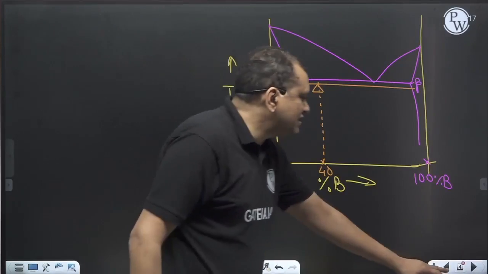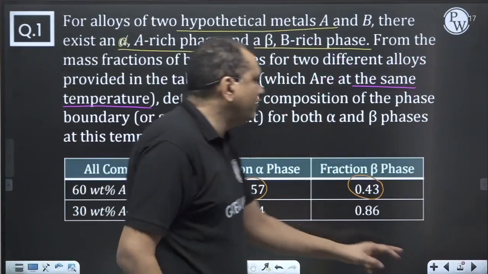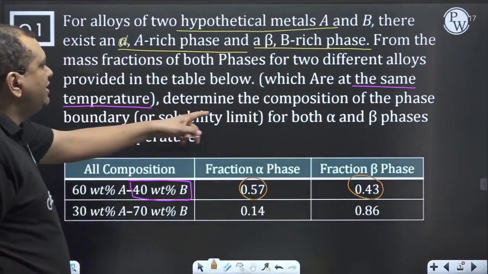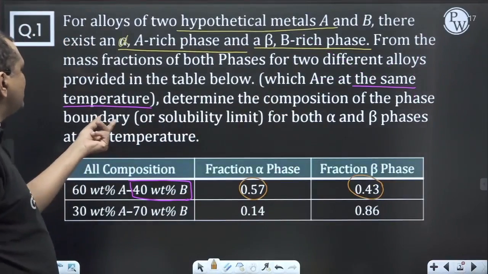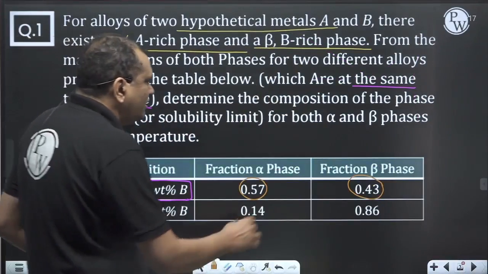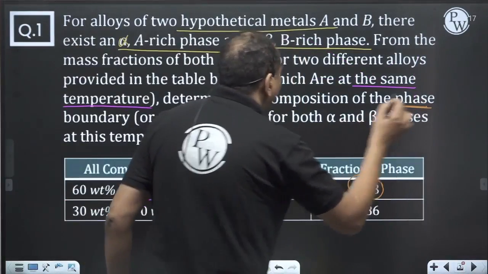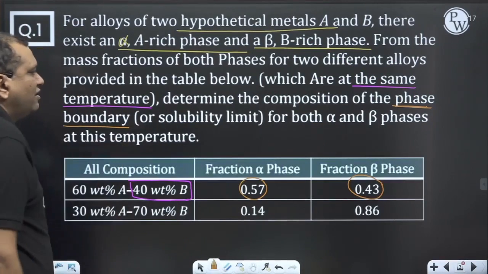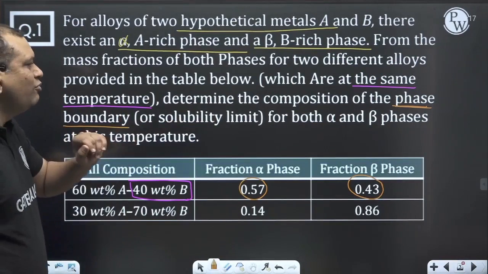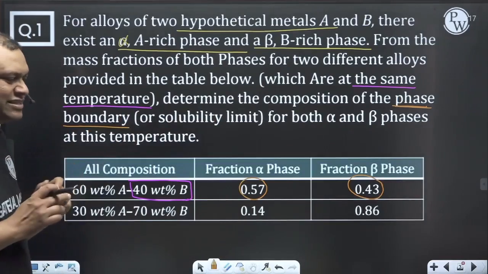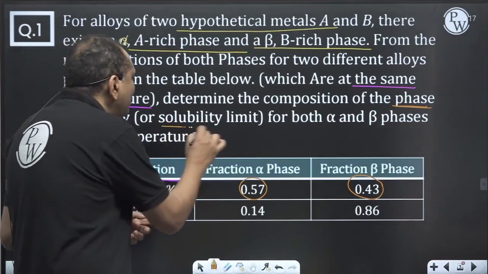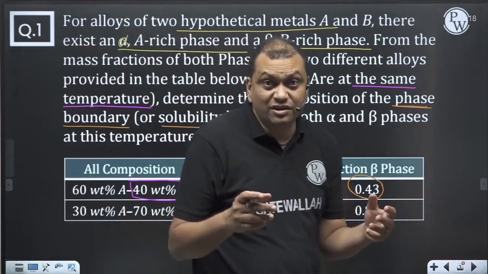And what is the question asking? See what the question is asking. Determine the composition of the phase boundary, or the solid solubility limit, for both alpha and beta phases at this temperature. You know what is the solid solubility? What is the solid solubility?